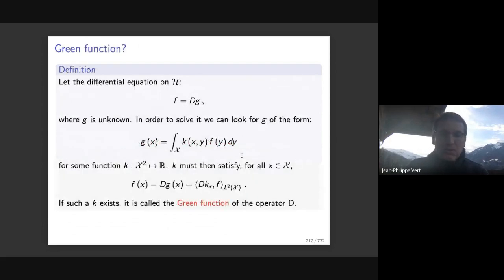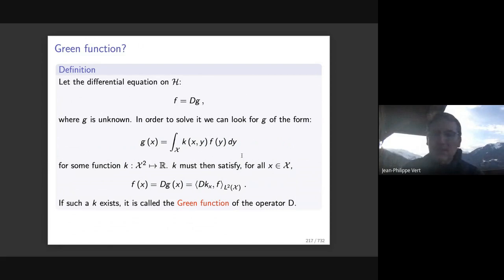All right, so to try to make the things a little bit more clear, let me start by explaining what we mean by green function. So green function is just a general concept widely used to solve partial differential equations. Suppose you want to solve an equation of the form f equals dg. Remember that d is a differential operator.